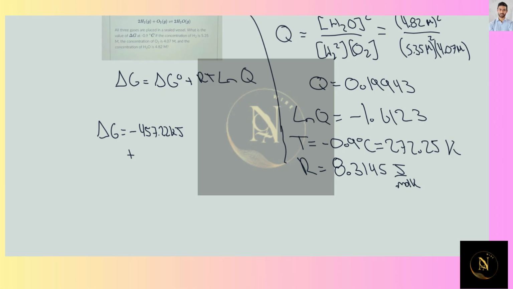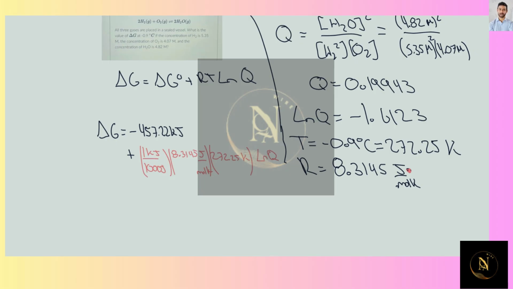Of course, here we are going to require to transform these joules over here into kilojoules. So for that, we're going to introduce a factor that 1 kilojoule is equal to 1000 joules. This factor multiplied by our gas constant, 8.3145 joule per mole Kelvin, times temperature, which is 272.25 Kelvin, times our logarithm of Q, is going to give us our final answer.